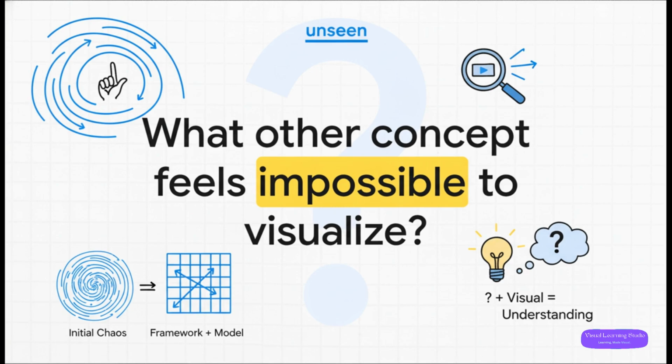So I'll leave you with this question. Now that you have a strategy for visualizing something you can't see, what other concept in physics, or anything else, feels impossible to picture? Because this same approach of finding the right visual model might just be the key to unlocking that too.